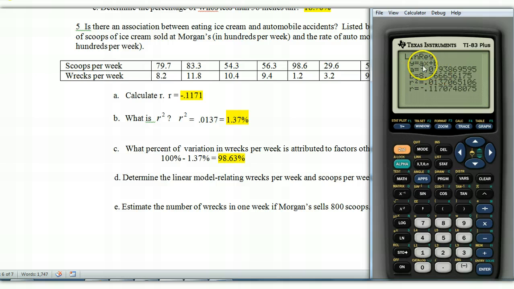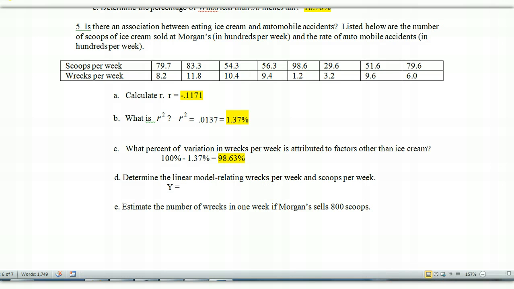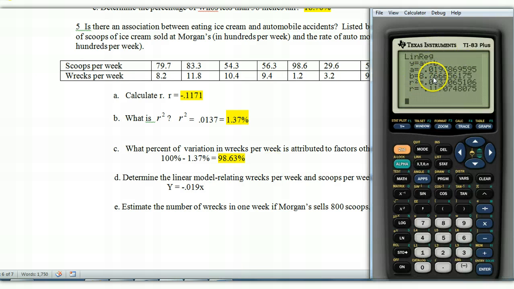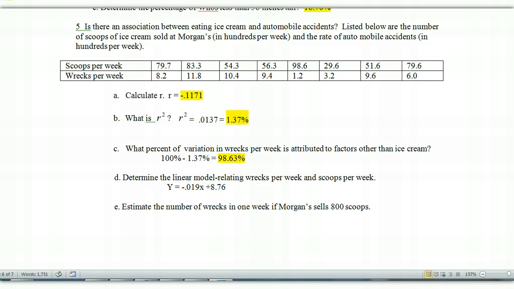Alright, determine the linear model relating accidents per week and scoops per week. That's just saying plug in A and B from the regression into the equation. So y equals negative 0.0. So there's our linear model that relates accidents per week and scoops per week. Now part E wants us to estimate the number of accidents in 1 week if Morgan sells 800 scoops. If they were to sell 800 scoops, we would technically plug in the number 8, not 800, because it's in hundreds per week.